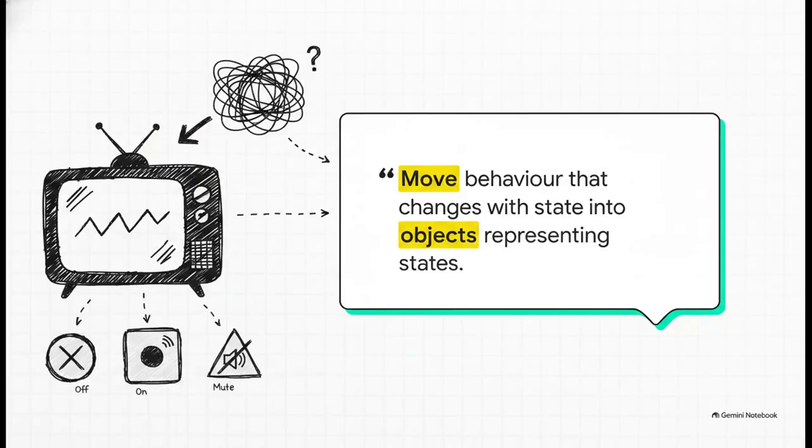So the golden rule we can pull from all this is simple. Move behavior that changes with state into objects representing those states. Instead of one giant TV class trying to play God and control absolutely everything, you hand that responsibility over to dedicated off, on, and mute objects.